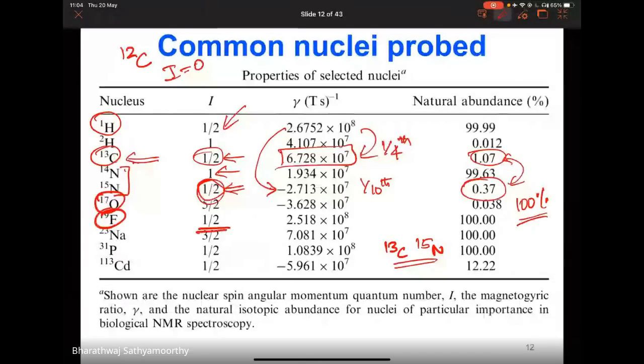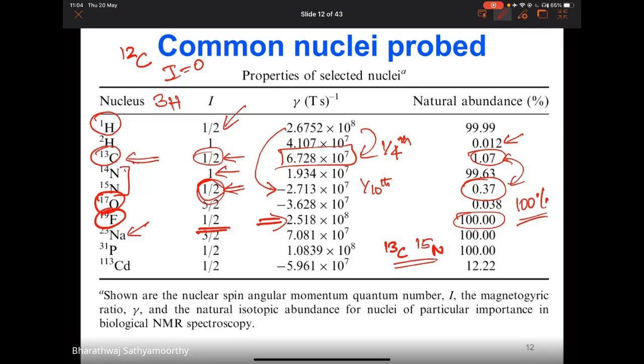Fluorine is an interesting nucleus which also has a spin quantum number of 1/2 and has 100% natural abundance. It is one of the very few nuclei that has a gyromagnetic ratio very similar to that of 1H. The only nucleus that has a gyromagnetic ratio higher than 1H is tritium, which unfortunately is radioactive and is present at even less than 0.01%. Therefore people don't use it because of health hazard and also its expense, and people don't construct NMR instruments with tritium.